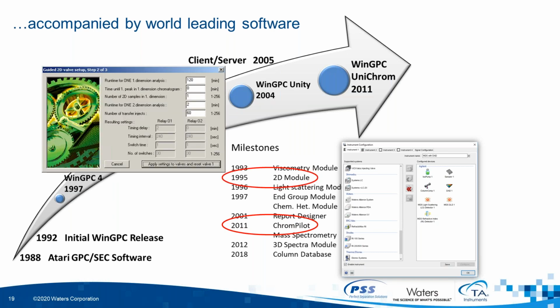The guided 2D valve setup is there to guide you through the process in planning your 2D runs so that you can absolutely concentrate on the chromatographic part rather than on handling of instrumentation or a system. Here you see step 2 of the setup. After loading the methods for each dimension, for dimension 1 and 2, you enter here the chromatographic parameters such as runtime for the first dimension, runtime for the second dimension, and how many transfer injections you want to have for each sample. The valve initialization and all valve control during the complete runs for all of your samples that you have scheduled here is then automatically done by WinGPC.